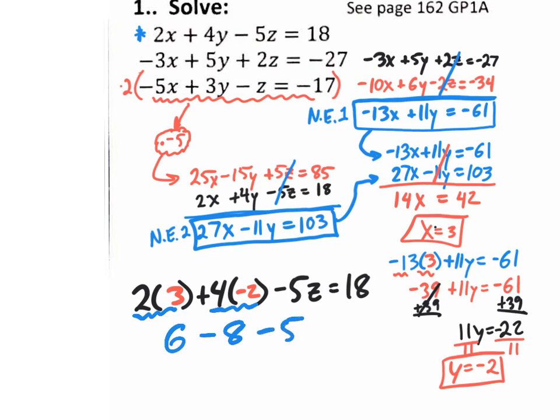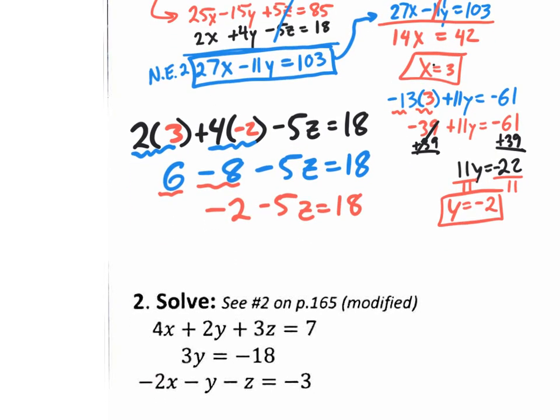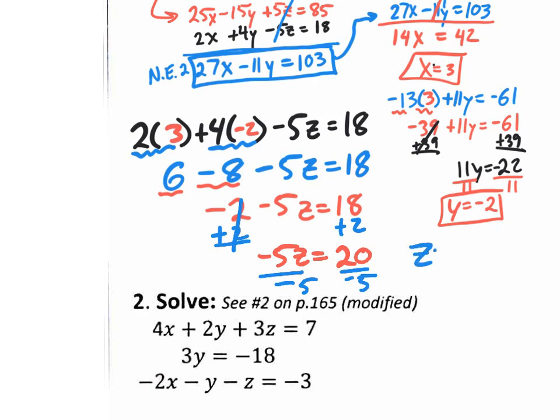We still have a minus 5z equaling 18. Combine 6, take away 8, that's negative 2, minus 5z equals 18. Let's get rid of the 2 by adding 2 to both sides, plus 2, plus 2. We have a new equation, negative 5z equals 20, which would mean that when you divide both sides by negative 5, your z value is negative 4.